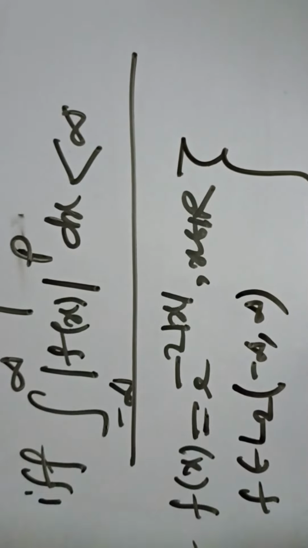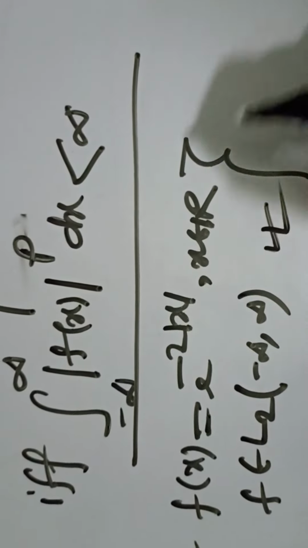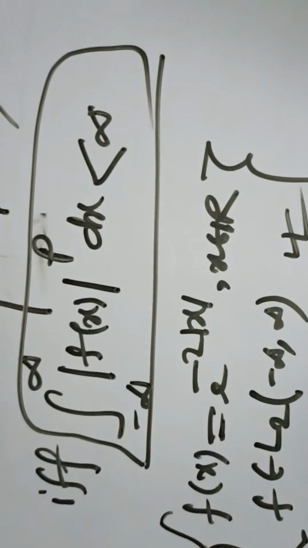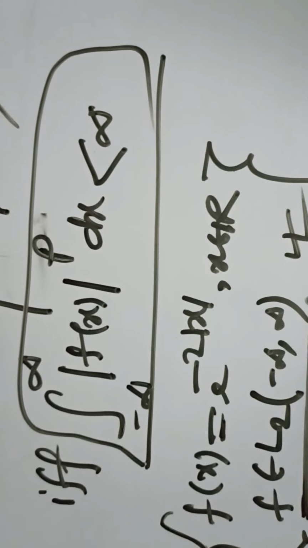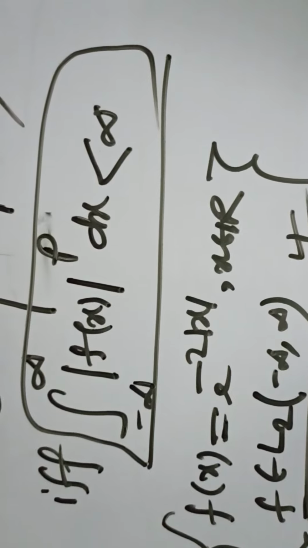In a previous video, I checked that this function belongs to L2(-infinity, infinity) using this definition: the integral of |f|^p ds is finite for this function, so this function belongs to L2 over minus infinity to infinity, right? Okay, so thank you.